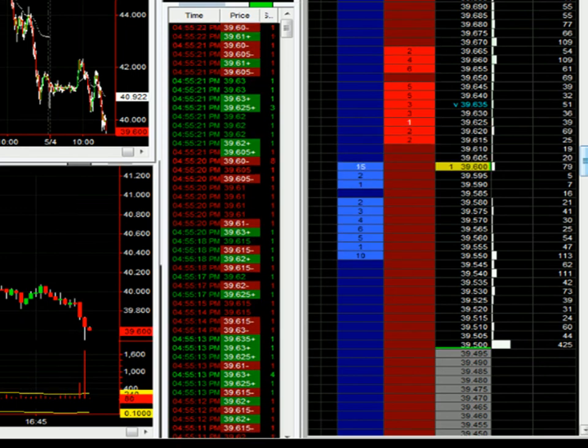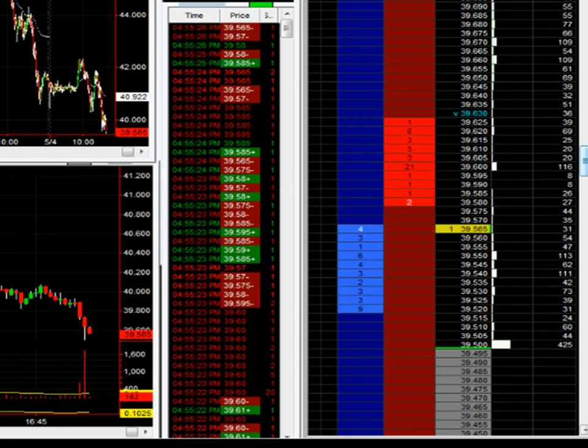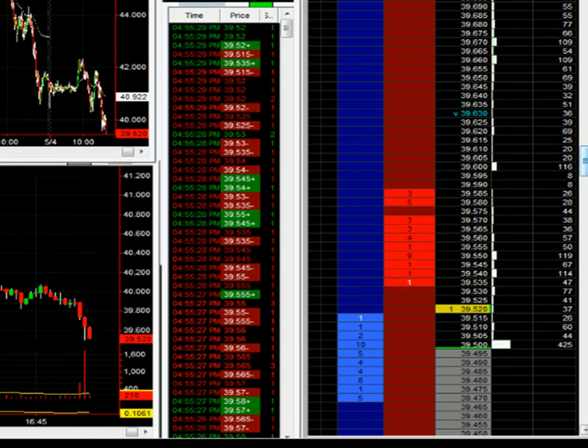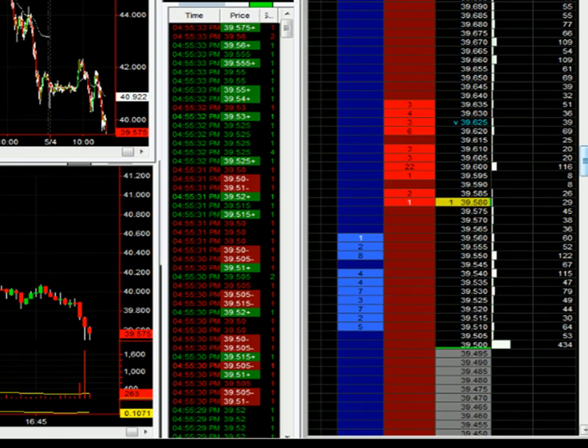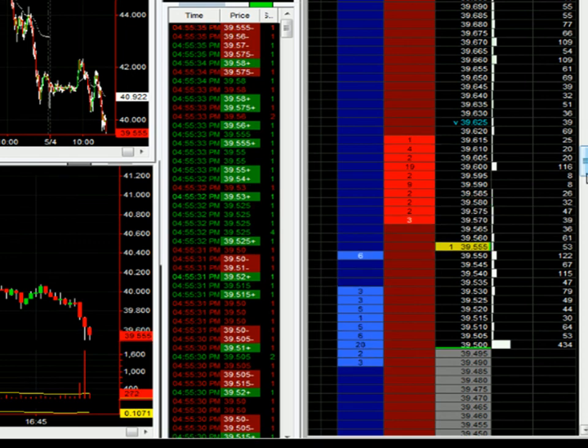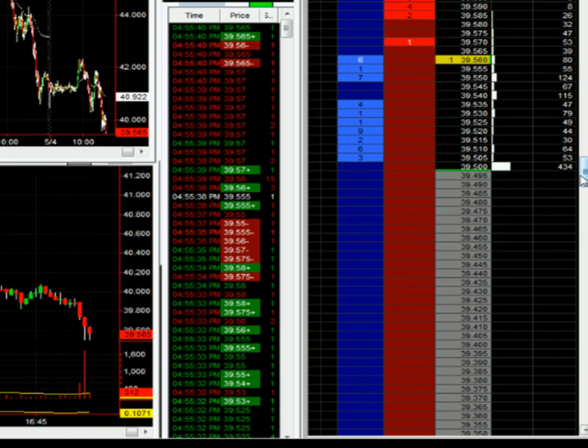So it's coming down for a revisit. A little bit of defense there at 39.60. 100 lots now traded on that level. You can see at the whole numbers, 50, 40, there's a bit of a level. Now we're seeing him being hit. He's being hit again, and it's popping straight back up. So he's basically holding it.